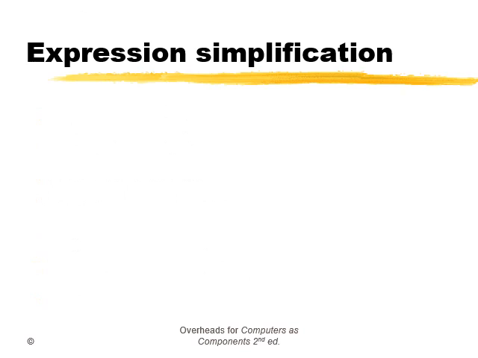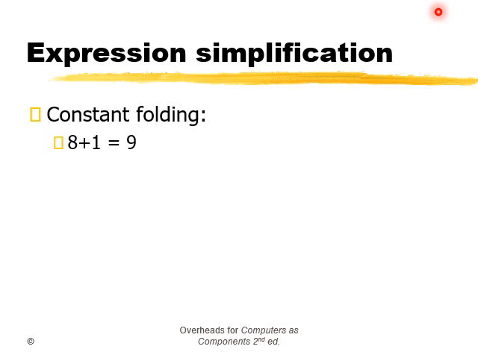Expression simplification is a useful area of machine-independent transformation. The first thing that you can do in expression simplification is constant folding. Rather than using 8 plus 1, where 8 is a constant and 1 is a constant, we can directly use 9. So using a constant instead of the expression can simplify it.